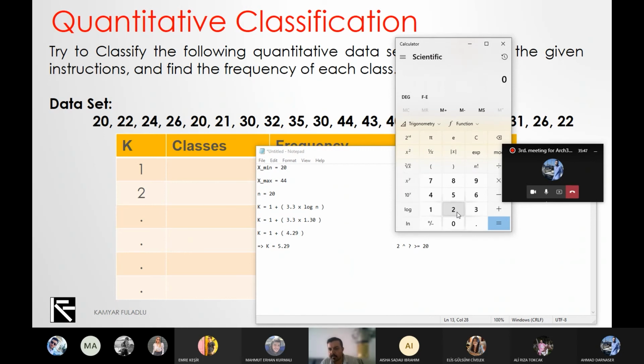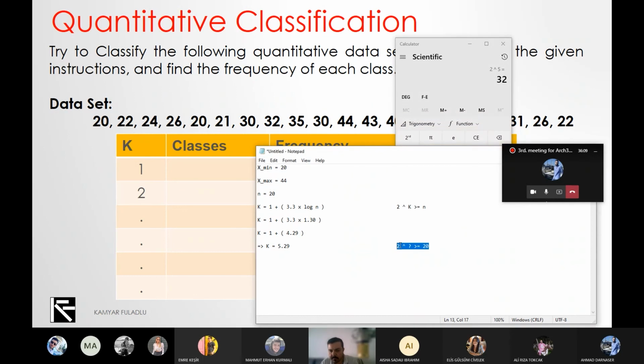If we say 2 to the power of 4, it's 16, still less than 20. Now, 2 to the power of 5 becomes 32. So our rule works. So I can set, therefore, 2 to the power of 5 is bigger than or equal to 20. Maybe you will ask, here is a 5, so why is it 5.29?